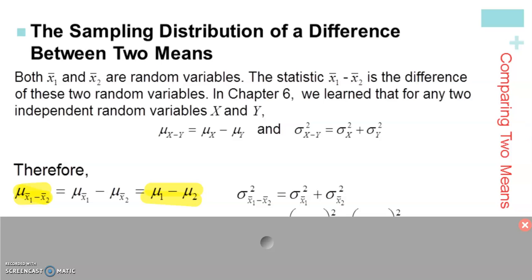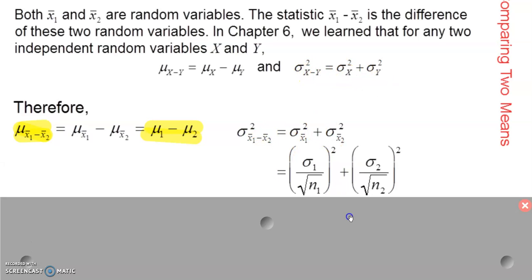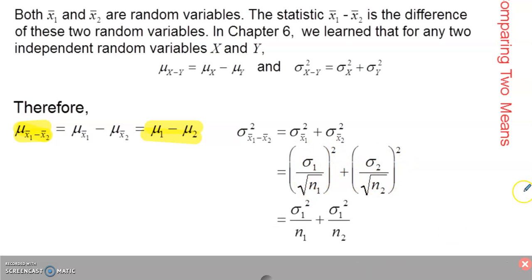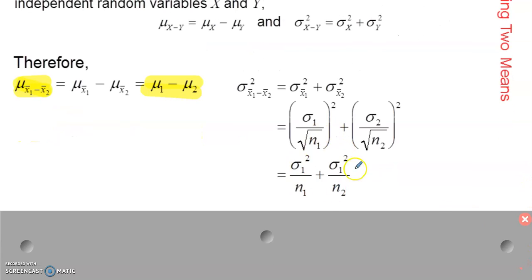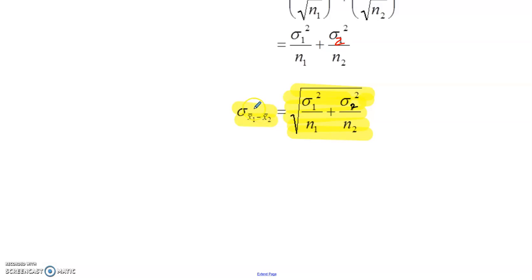Remember, though, for the standard deviation, you cannot add the standard deviations. You have to add the variances. Even though we're finding the difference of two random variables, you add the variances. So if I plug in the formulas for variance for group 1 and group 2, I square both of them, and I get the following. This should be a 2 right there. And then there's my formula to find the standard deviation of the difference of two sample means.